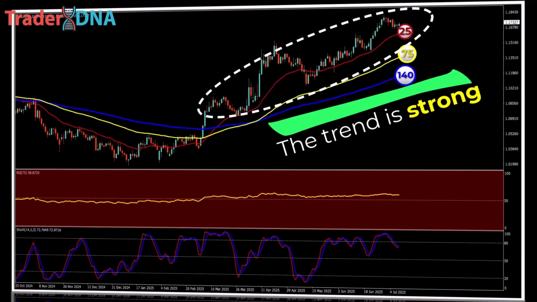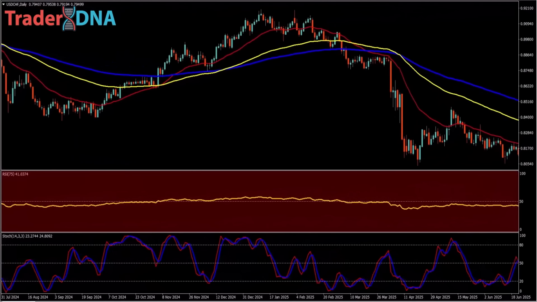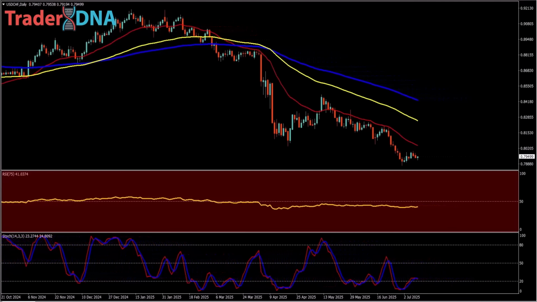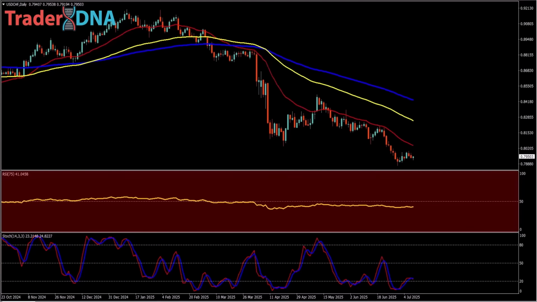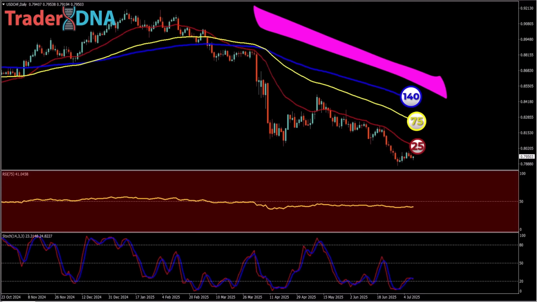But hold up. Now flip the script. Let's say you're looking at a different chart, and this time price is hanging below all three EMAs. The 25 EMA? Sloping down. The 75 EMA also sloping down. And yep, the 140 EMA too. What does that tell us? We're not in Kansas anymore. This is a downtrend, baby. The market is bearish, and it's not just a little dip, it's heading south in full force.